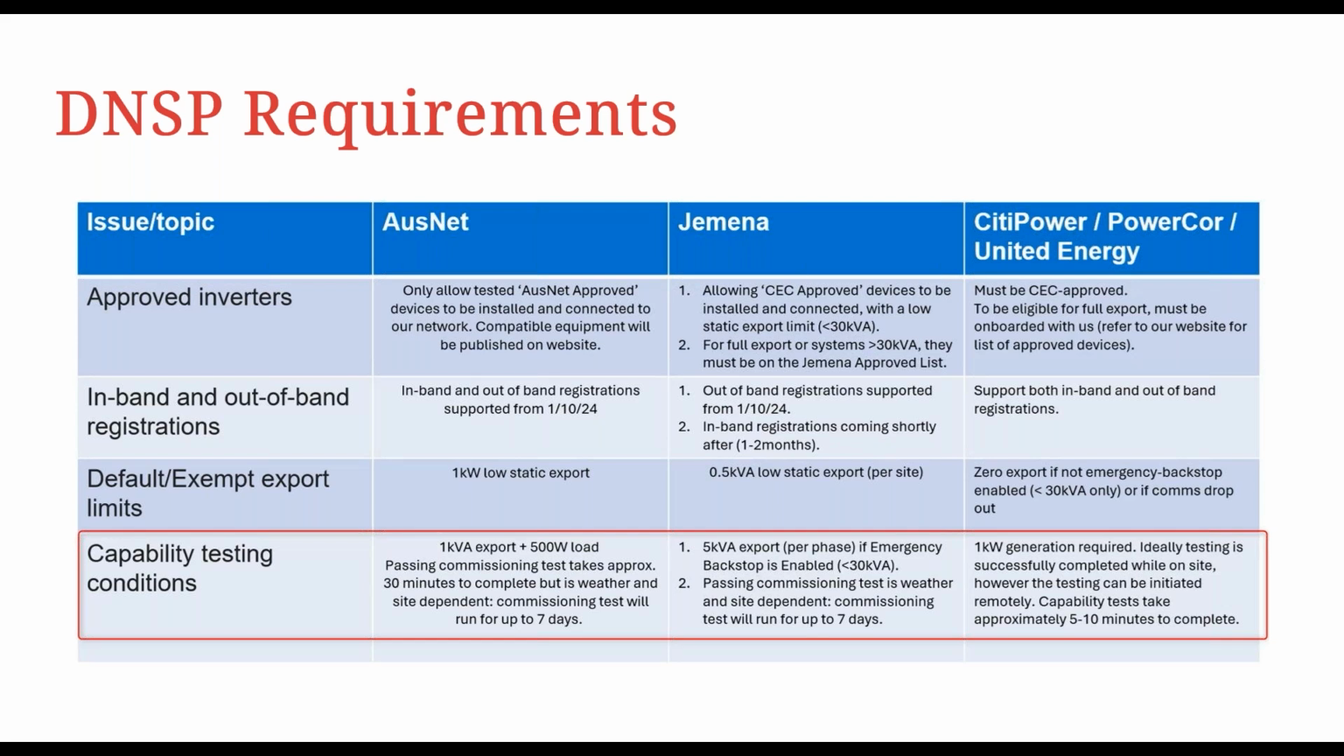Haven't quite worked out how they think that's gonna happen, because if the system gets turned off after inspection, that's gonna be quite difficult. But that's probably something you're gonna need to speak to Ausnet about. And same with Citipower, most of them, you need to have about 1 kilowatt of export in order to run through the test.